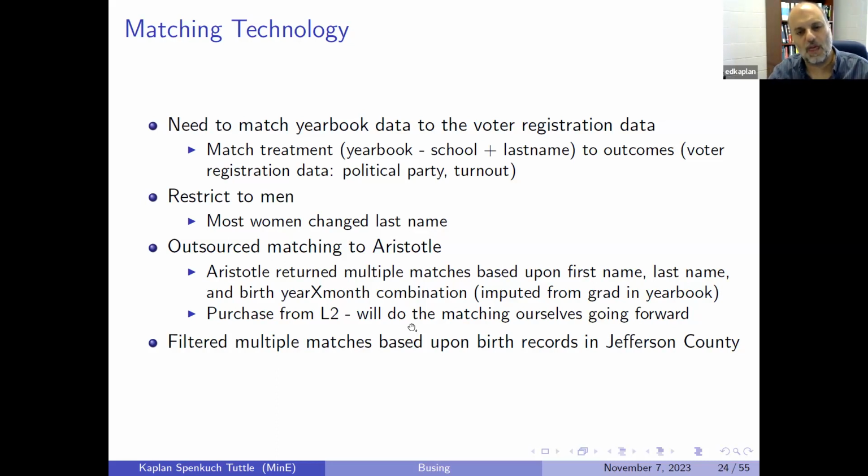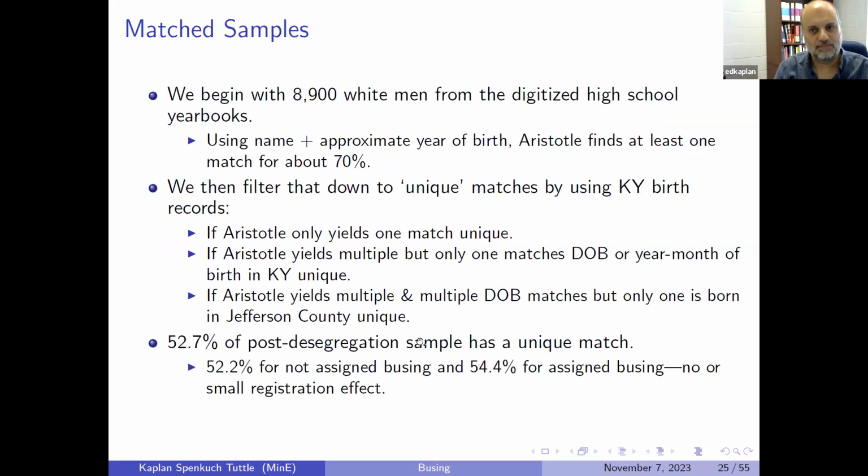So Aristotle would not actually give us their underlying data with the names in it. So we had to provide the entire school yearbook data to them. They did the matching for us. What they did was they started with 8,900 white men from the digitized high school yearbooks. They used name and approximate year of birth. The reason is approximate: they allowed for a 1-year tolerance because, if I'm born in November, then maybe I'll go the following year. But if I were born in June, I would go this year. Because of that, they have a 1-year tolerance in the year of birth.